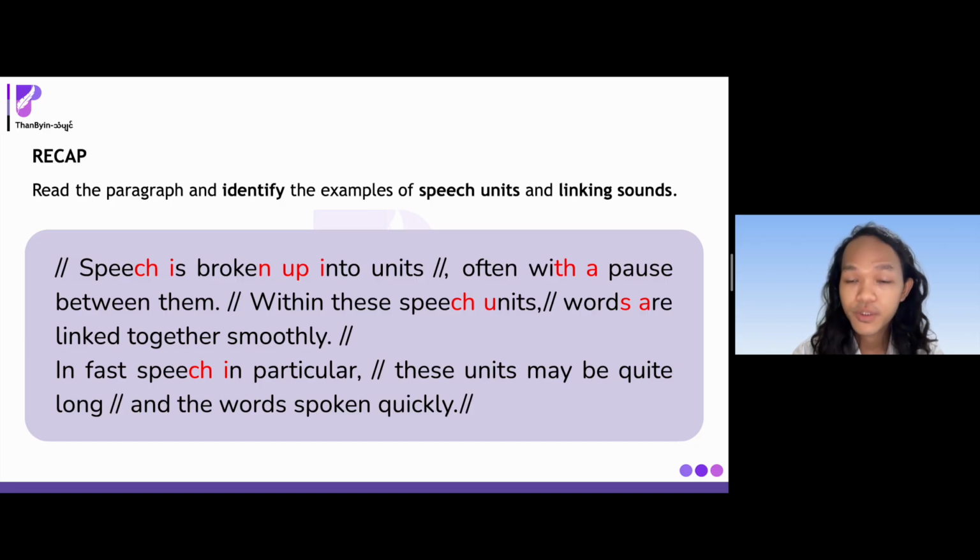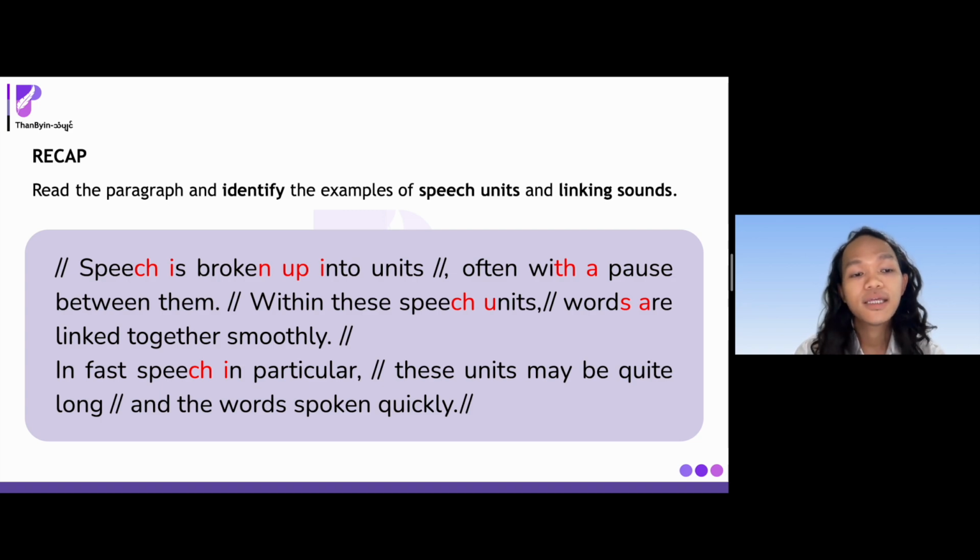often with the pause between them. So, altogether, speech is broken up into units, often with the pause between them. So within these speech units, words are linked together smoothly. Okay, altogether, speech is broken up into units, often with the pause between them. Within these speech units, words are linked together smoothly.